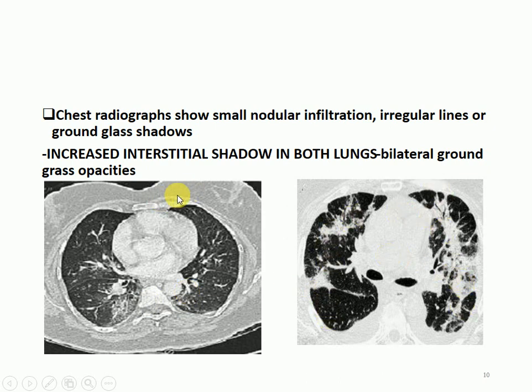Therefore, according to these two chest radiographs, they show increased interstitial shadow in both lungs, this lung and this lung, which we can also call bilateral ground glass opacities, the presence of opacities, and this is due to fibrosis. So as you see, these are the irregular lines, these are the irregular opacities within the lung interstitium, on both lungs, which we call bilateral ground glass opacities.